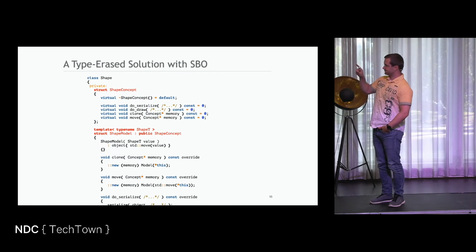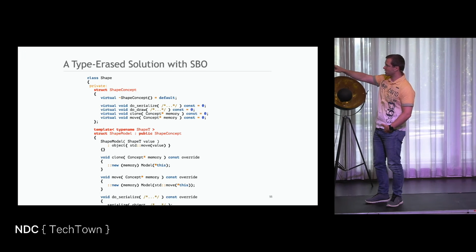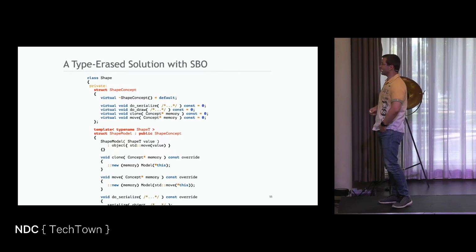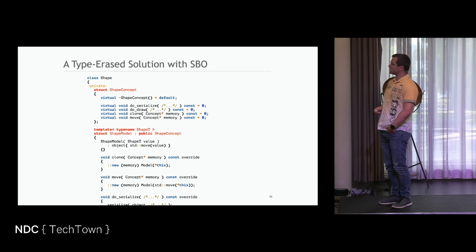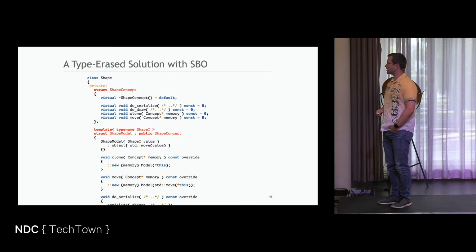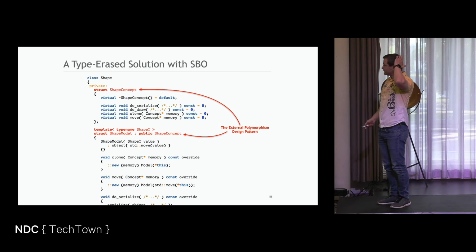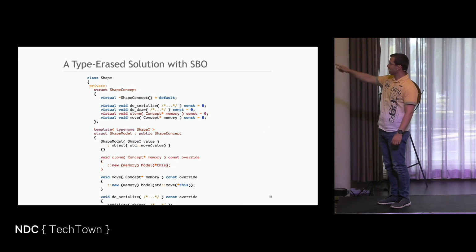All right. I still have shape concept and shape model. This didn't change at all. I've just changed the implementation details a little bit to accommodate the fact that I have this static buffer inside. So still, it's the external polymorphism design pattern. Nothing changed here. It's still the same thing.